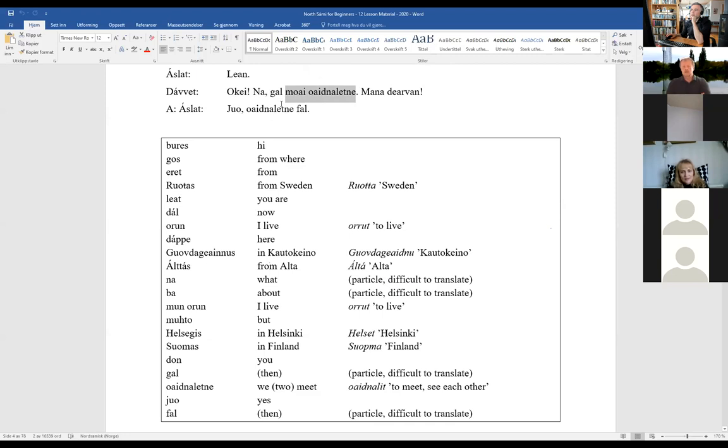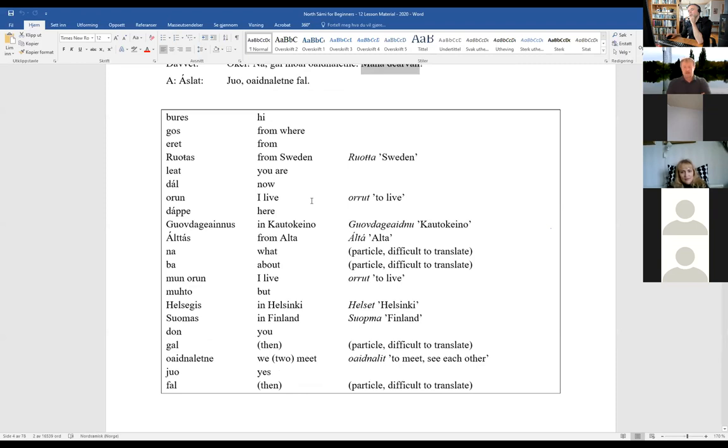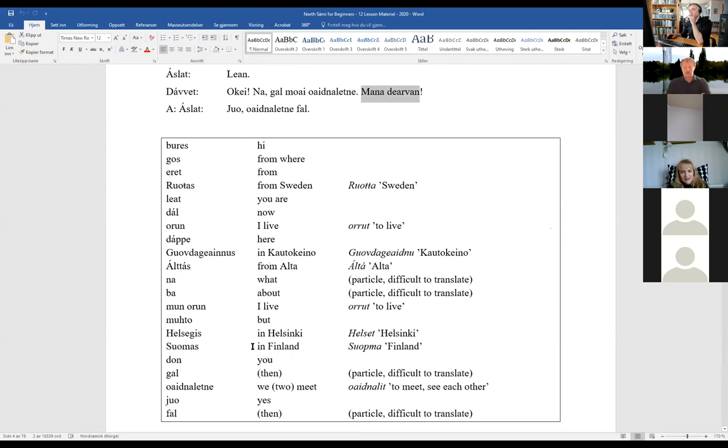And then mana tervan. What about that? Did I forget to translate that? Sorry for that. What did you suggest? Stay healthy. Yeah. Go and be healthy. It's like goodbye, but literally tervan is healthy. So go and be healthy.